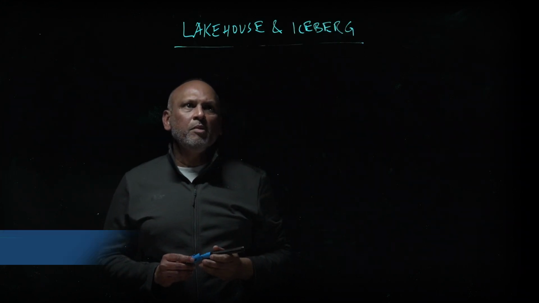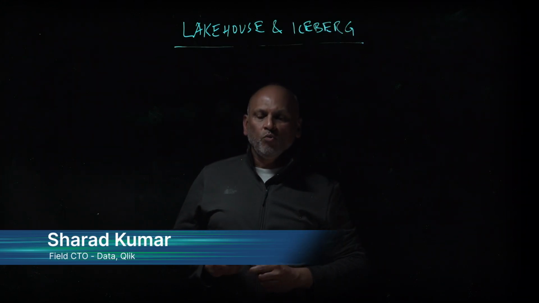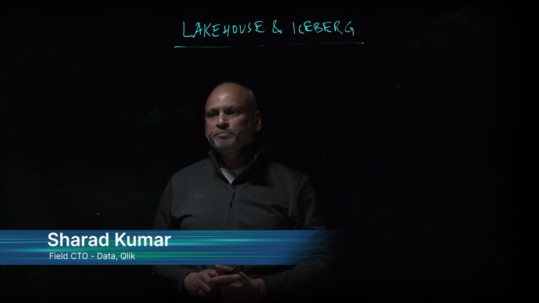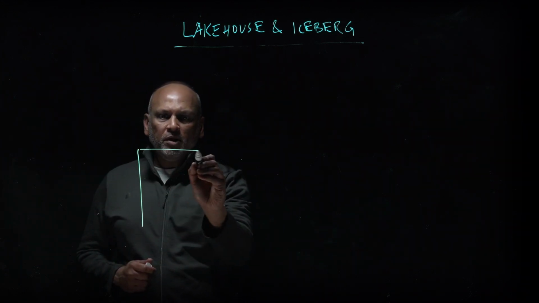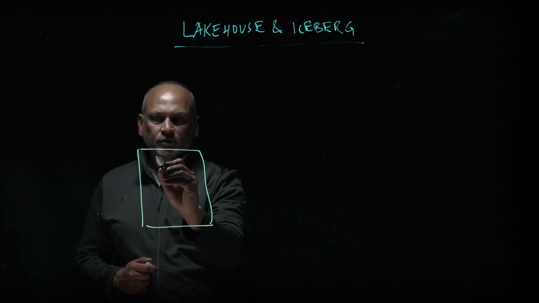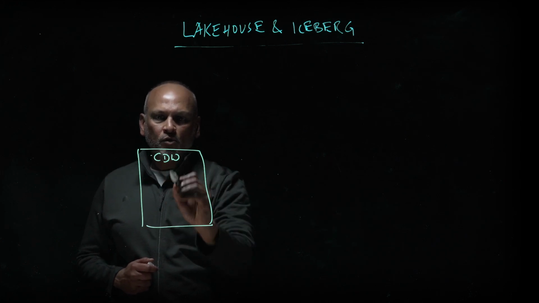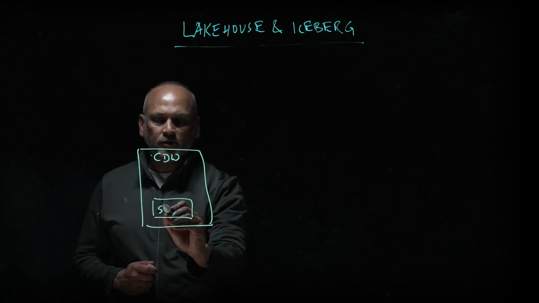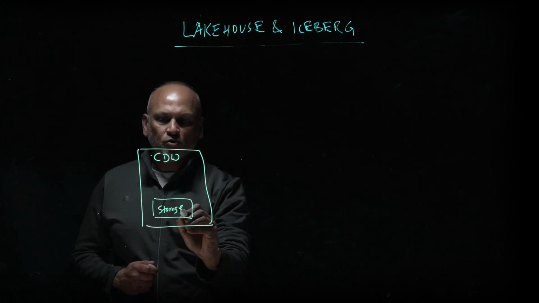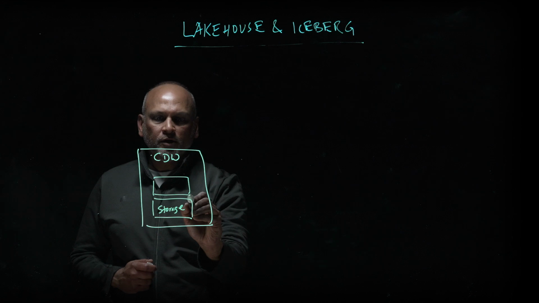So today we'll talk about what is a data lakehouse and what is Apache Iceberg. For the last few years, we have been building cloud data warehouses. Cloud data warehouses, typically, simplest way to look at it, have two layers. One is the storage layer, and the other is a compute layer.